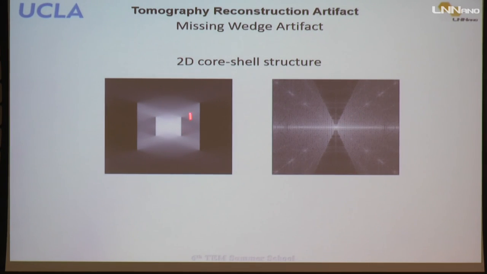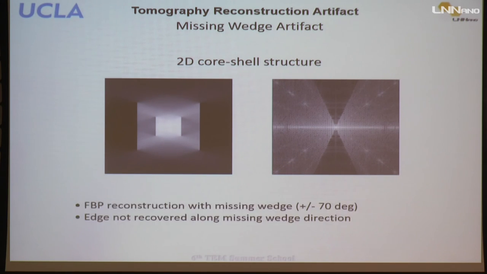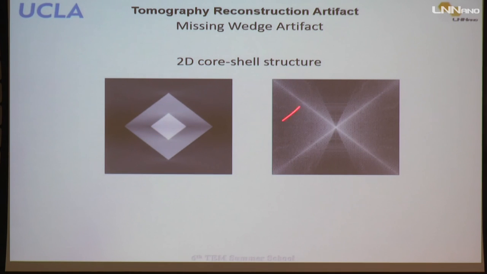So that's why the edges are all blurred. But when you start from this rotated image, in Fourier space it looks like this, and this is the missing wedge. So actually, the required high-frequency information is in the tilt series. Depending on the original orientation of the object and what high-frequency information is required, you get a different reconstruction.